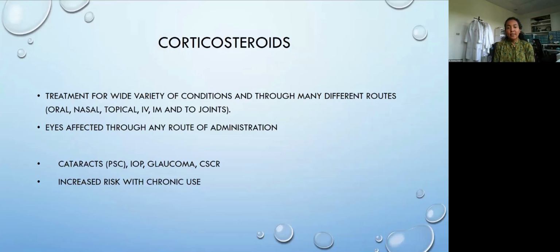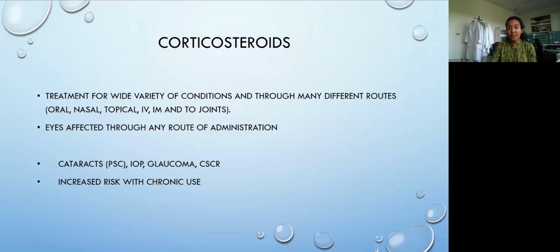So as you know, corticosteroids are used for a wide variety of conditions and through many different routes. So you can prescribe corticosteroids orally, nasally, topically, IV, IM, and also to the joints. So the eyes can be affected through any route of administration, although the risk is greatest orally. So for example, if it's a nasal corticosteroid, it may not cause much in the way of eye problems, as opposed to an oral corticosteroid.